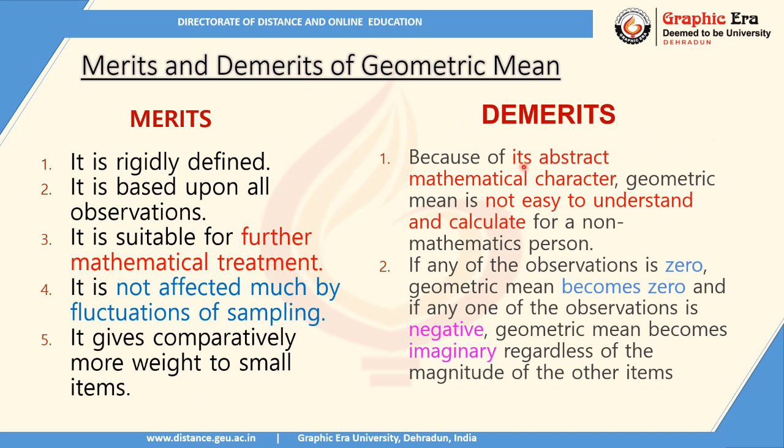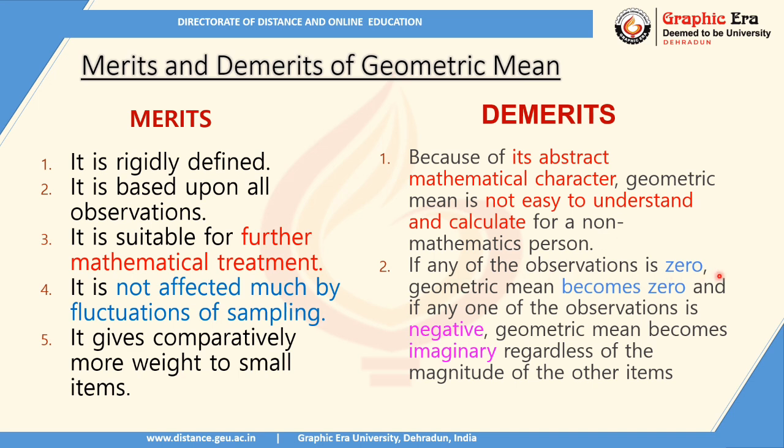What are the demerits? Because of its abstract mathematical character, the geometric mean is not easy to understand and calculate for a non-mathematical person. Yes, if anyone is not from a mathematical background, then it is not easy for him to calculate the geometric mean, because it consists of a lot of mathematics.